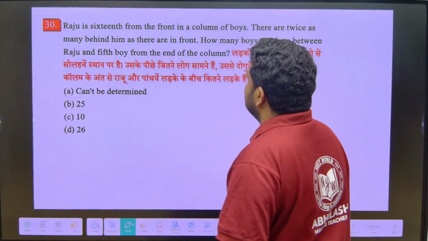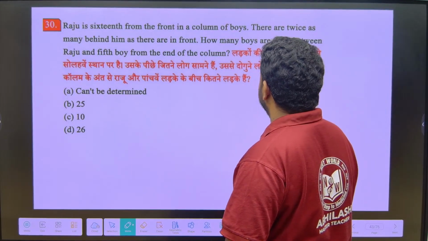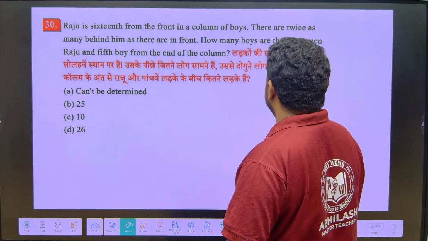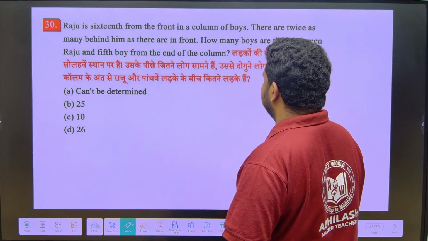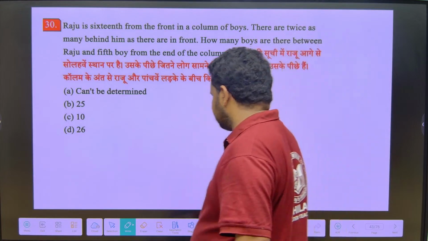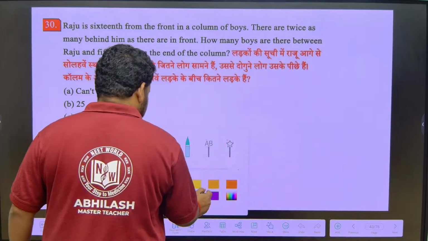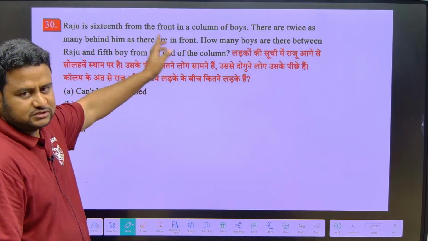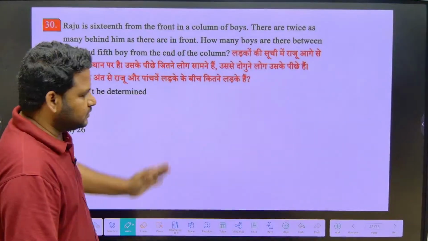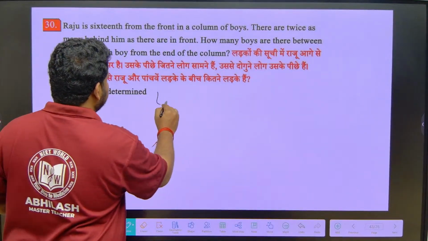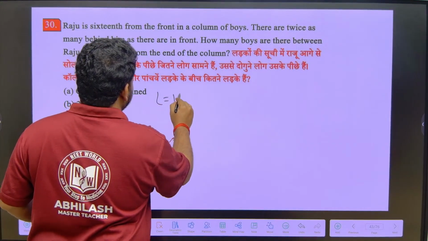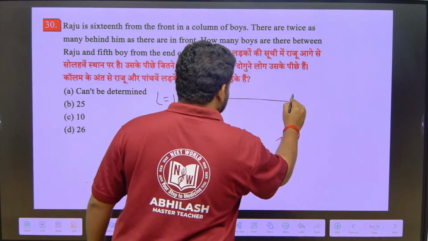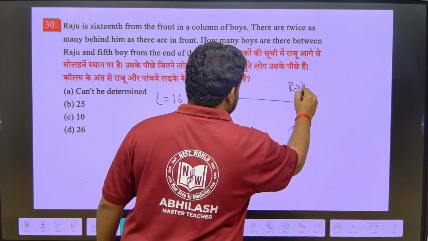See here. Raju is 16th from the front in a column of boys. There are twice as many behind him as there are in front of him. How many boys are there between Raju and the fifth boy from the end of the column? Listen carefully. They are telling that Raju is 16th from the front in a column of boys. From the front means from the left. From the left Raju is 16. Okay, let me write the figure. This is Raju, 16th.